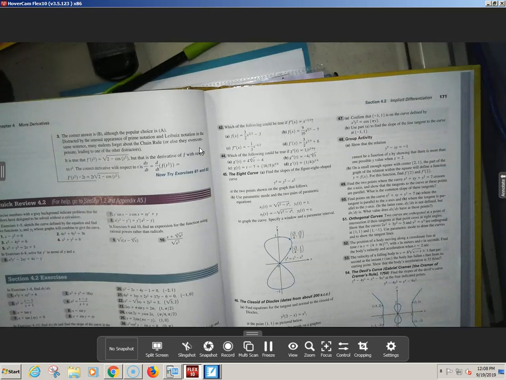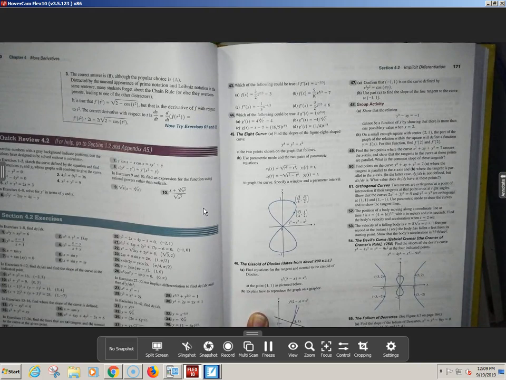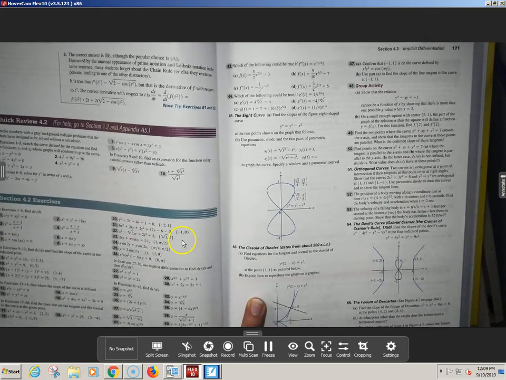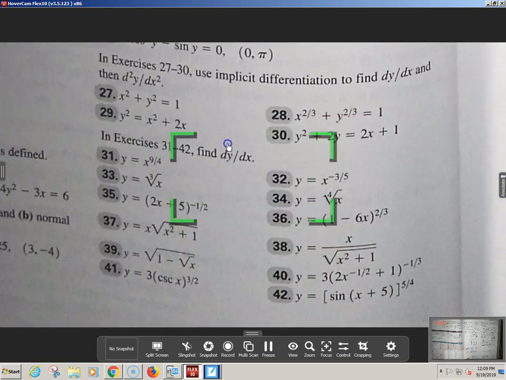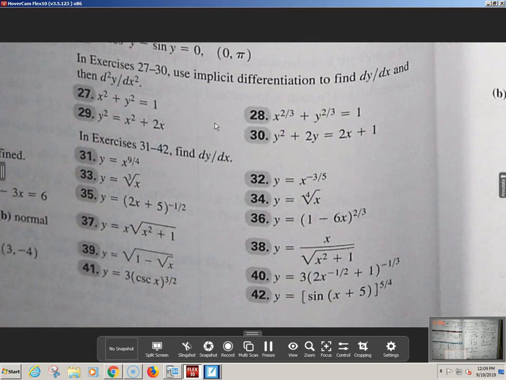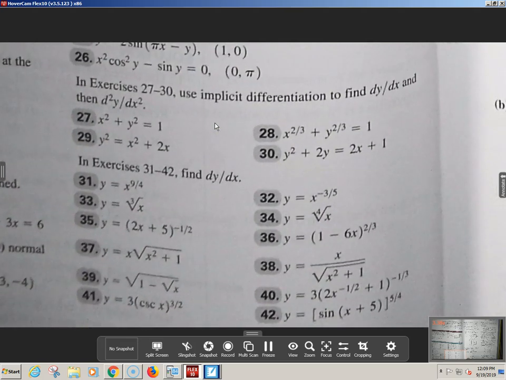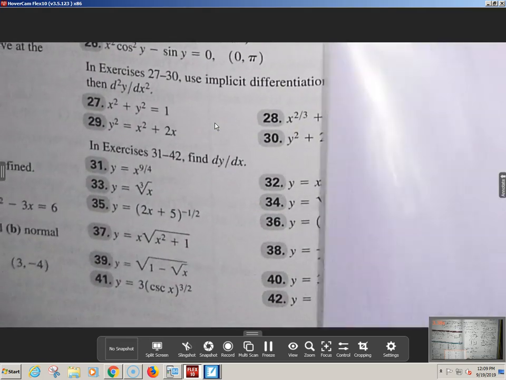So 39, I think he was down here. There he is. Ooh, he was a square root of something with a square root. That's kind of fun. So you were just trying to find dy dx? Okay. So I'm finding dy dx. Question, what was your outside?